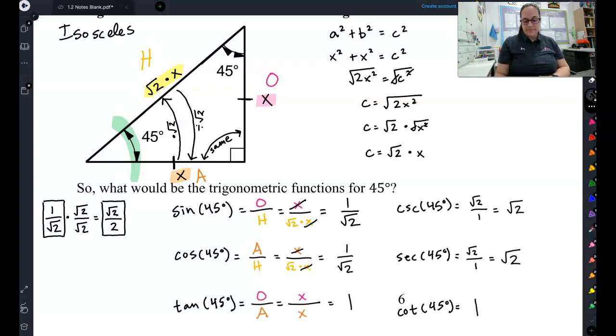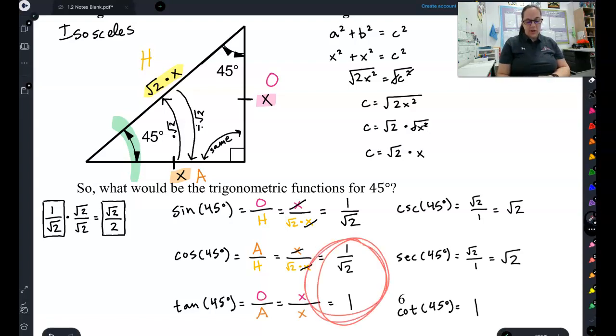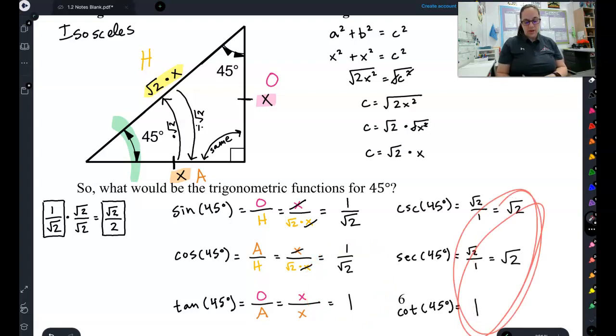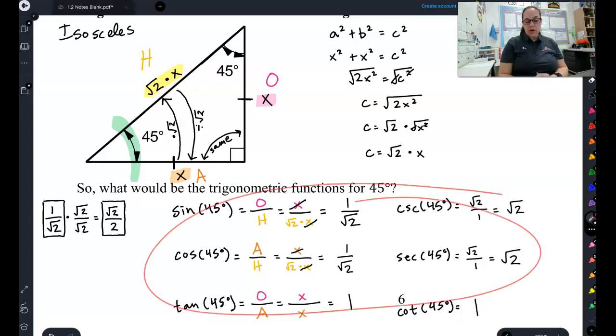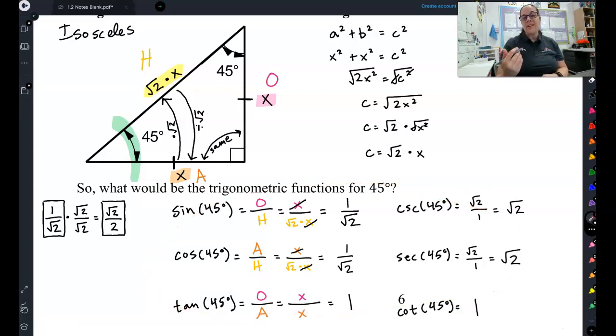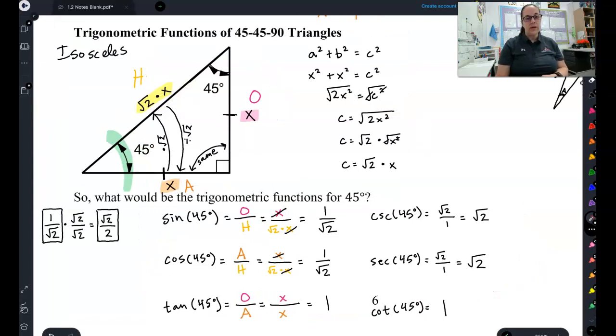Let's check your work. So this is what I got for my cosine and my tangent, and then I went to flip them all, and this is what I got. Remember that this is technically 1 over 1. Everything's over 1. So when we flip it, we still get 1 over 1. So these are your trig values for every single 45-degree angle. It doesn't matter how big the triangle is, how small the triangle is. If it's a 45, 45, 90, these are the trig fractions that you're going to get from that triangle.